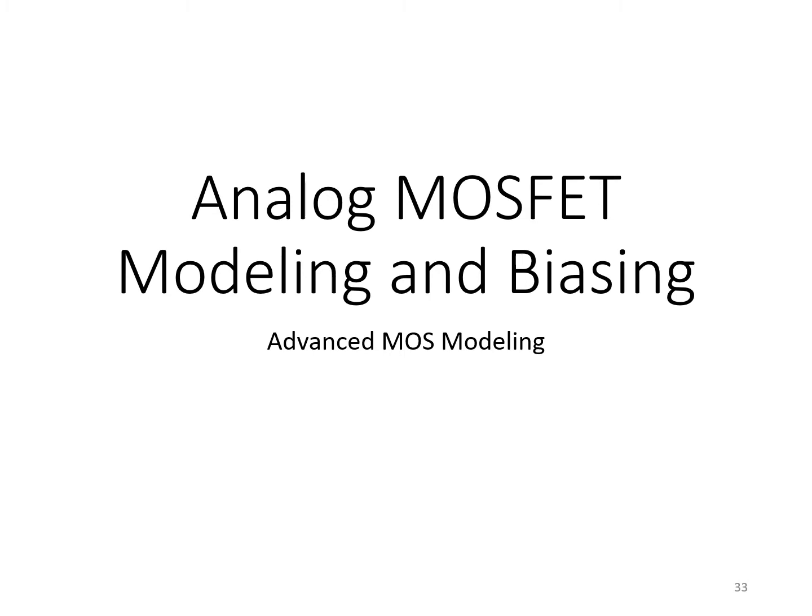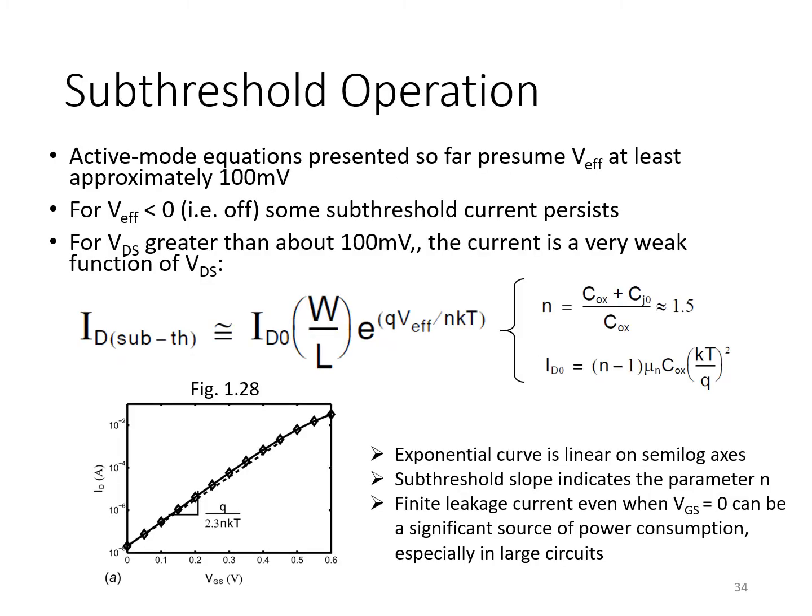But now we're going to talk about some more advanced aspects of MOS modeling that are important, that you may not be familiar with, but that are very important for analog design. So first thing I want to talk about is subthreshold operation. The square law active mode equations that we presented so far implicitly presume an effective gate source voltage of at least about 100 millivolts.